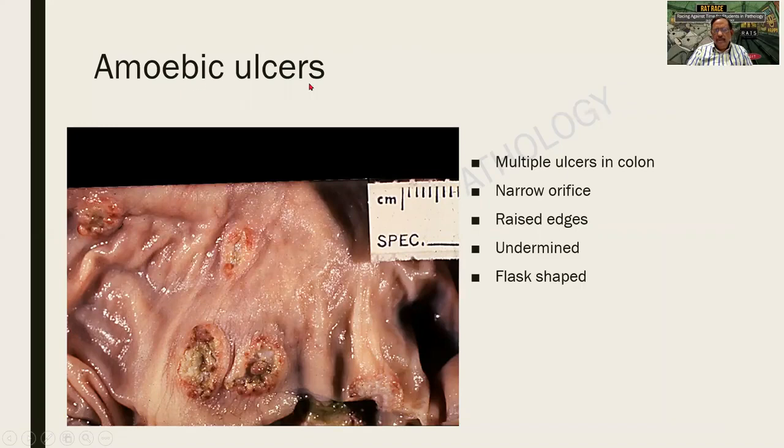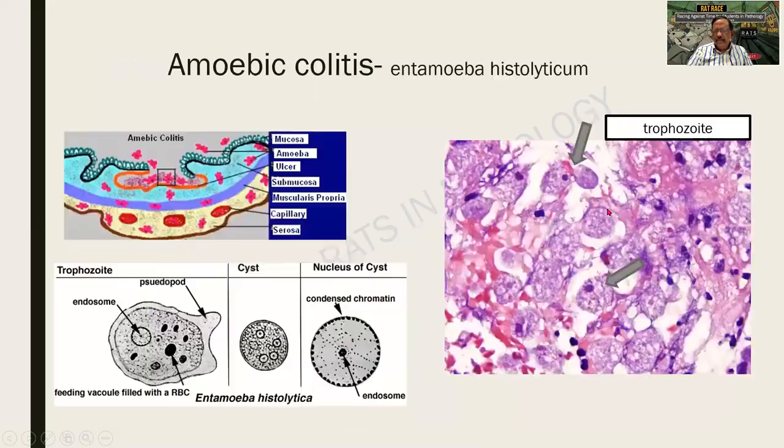One more, the amoebic ulcer. The amoebic ulcers, usually they are pinpoint ulcers, they have got narrow orifices and they are quite superficial. The edges here are raised. These are the edges of the ulcer and they are undermined and flask shaped. What do I mean by this undermined and flask shaped? So look at this ulcer. This is a normal mucosa. There is an ulcer. It goes towards the periphery. It spreads. So it has got a flask-like shape, flask-shaped ulcer.